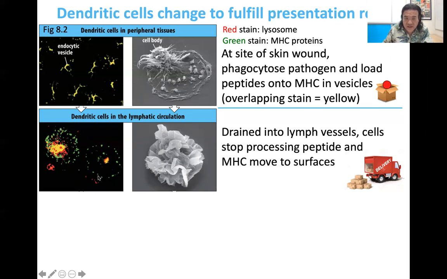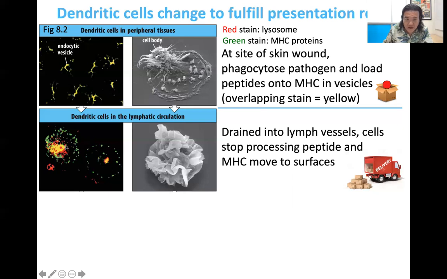More interestingly, if you look at the red and green staining inside, what do you see? You still see a lot of yellow, right? So that's where MHC proteins are at the same location as lysosomal proteins. That's where they're being loaded up with small peptides, right?